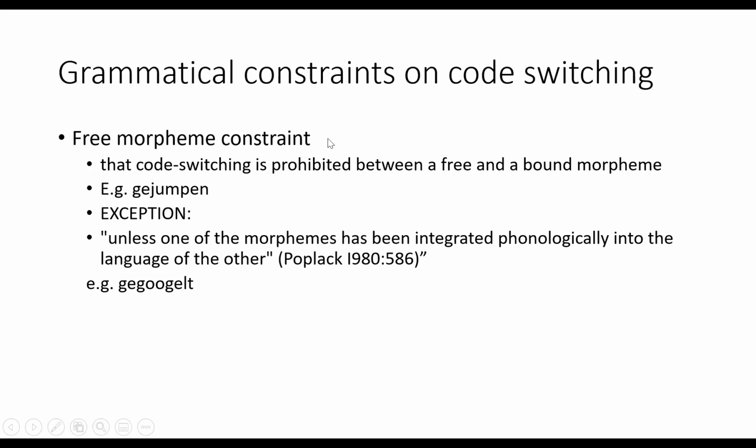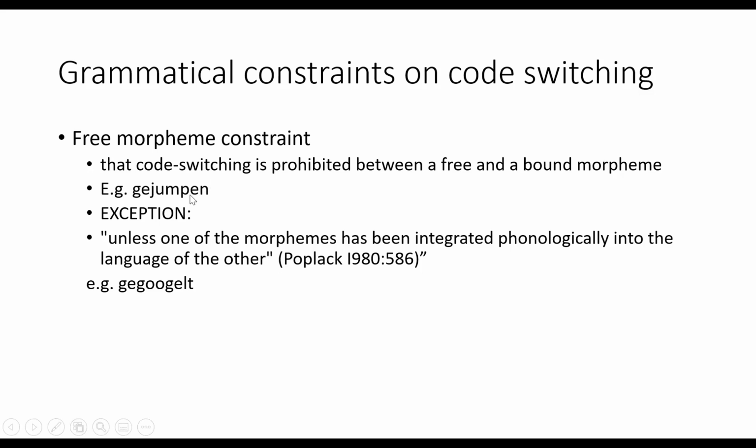So the first grammatical constraint we had was the equivalence constraint, and we saw that with the structures. The second grammatical constraint we have is the free morpheme constraint. And that means that we cannot have a free morpheme and a bound morpheme. You can't switch between the two, right? So we can't say "good jumping" because we have two bound morphemes there, "g" and "n," and then we have a free morpheme from English "jump," and that's not allowed, right?